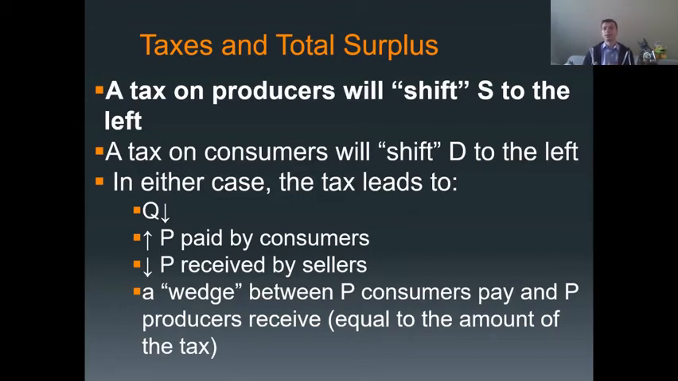Now, this doesn't necessarily mean a whole lot. Demand, I don't want you to focus on. You can formulate different taxes that will do that, obviously. But what I really want you to focus on, and why it's in bold, is the one that we just did, the tax on producers shifting supply to the left. In either case, the tax leads to a decrease in quantity, an increase in price paid by consumers, and a decrease in price received by sellers. There is then the wedge between the price consumers pay and the price producers receive, and that's equal to the amount of the tax as we just talked through.